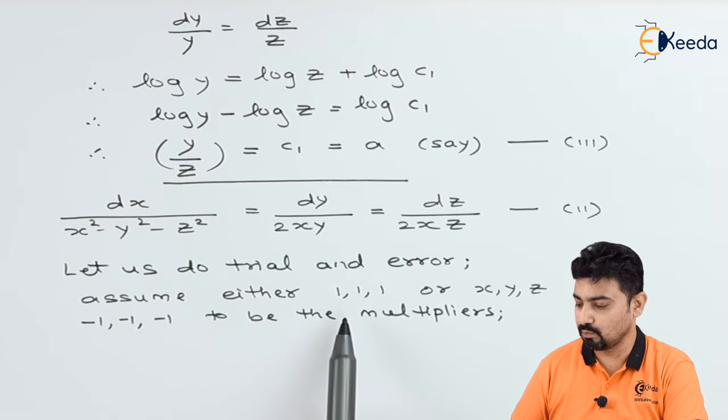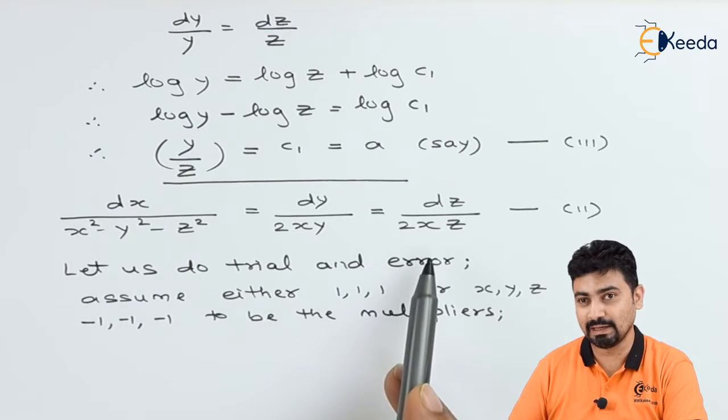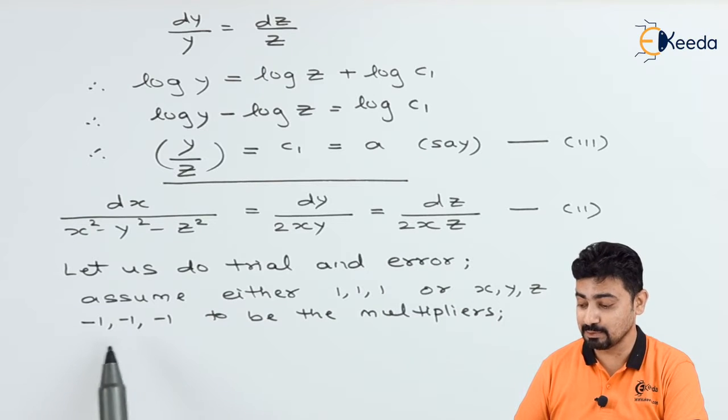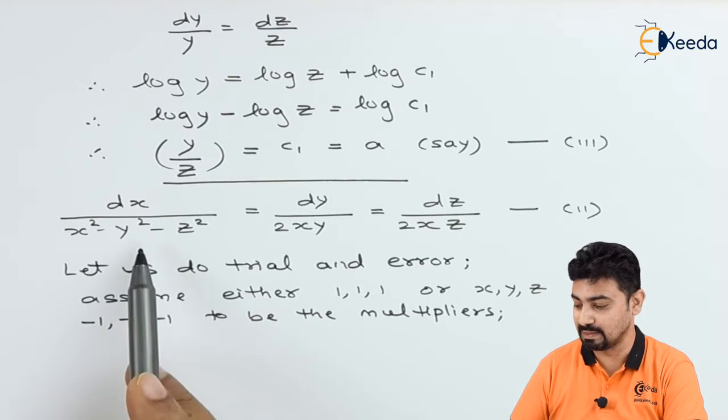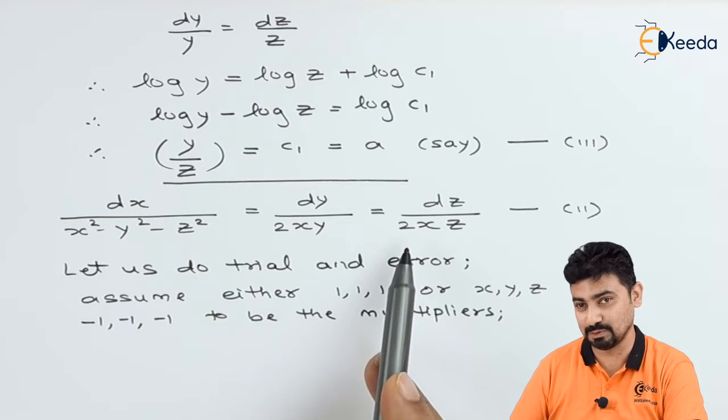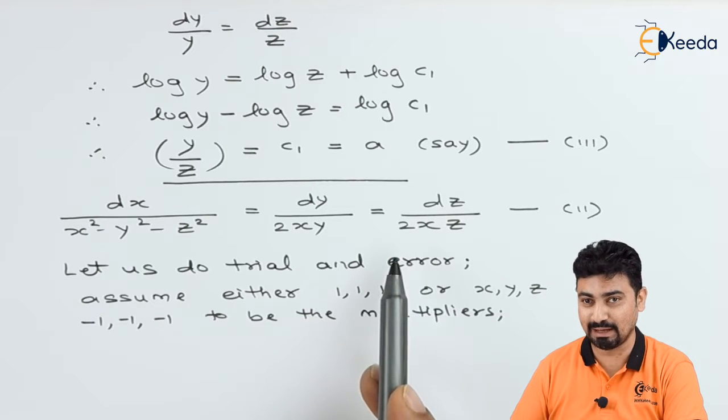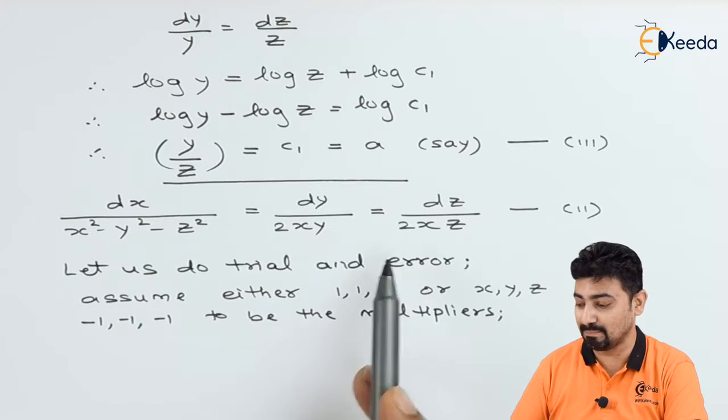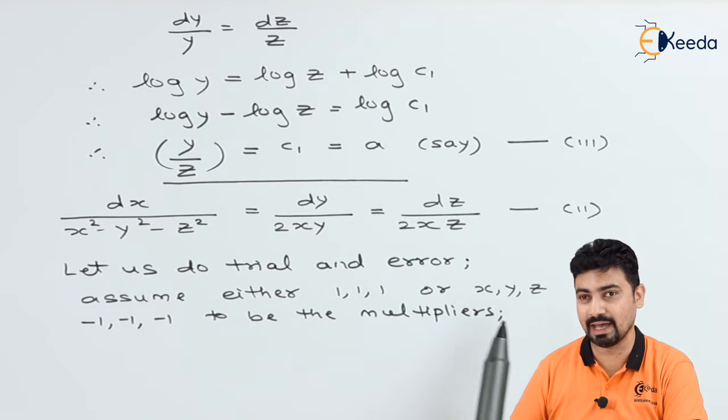If we put 1, 1, 1, this is not going to make any difference. If we put minus 1, minus 1, minus 1, we multiply this denominator, this and this with minus 1. Again, it is not going to make any difference. But if we multiply these three with x, y, and z, what do we get? Let us check.